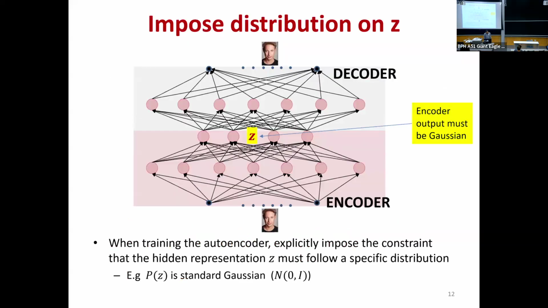So now we want to pick z values that are typical, but we don't know what z values are typical. We do have the advantage that we define the z through our model and through our learning. So what we can do is impose a distribution on z. When training the autoencoder, I can explicitly impose a constraint on z saying there is some distribution p of z and that z can only come from this distribution. A typical distribution of this kind is a standard Gaussian, zero mean unit variance.